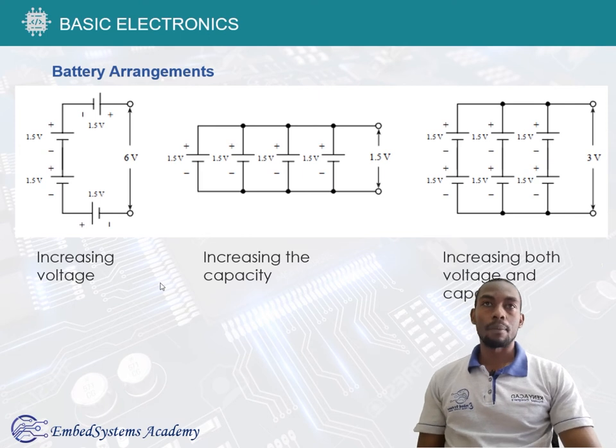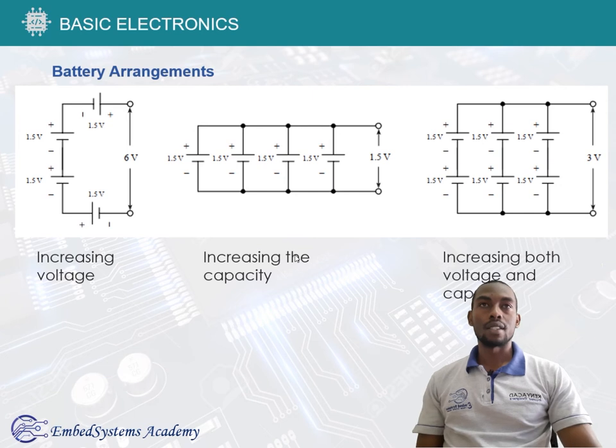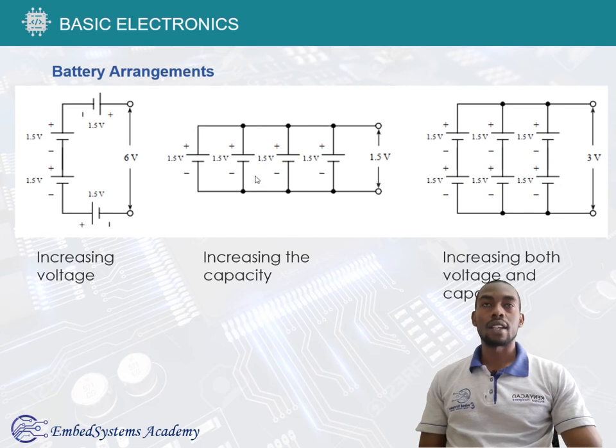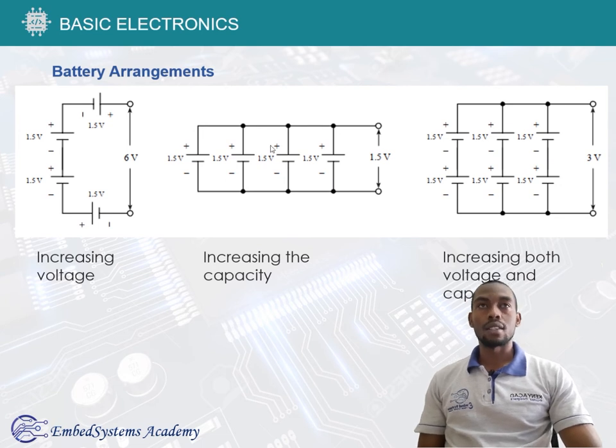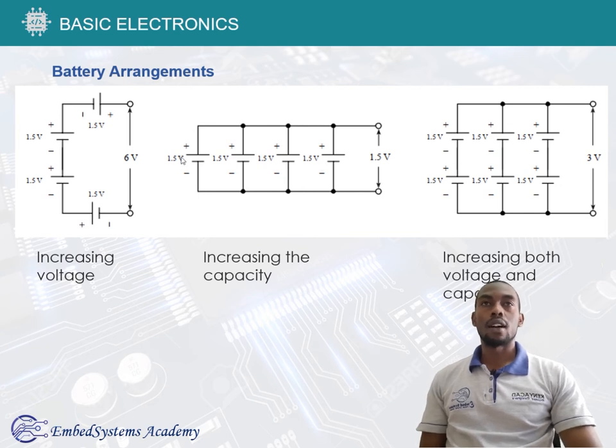When we want to increase the capacity, we connect these batteries in parallel. In parallel, we have all the positive terminals connected together and all the negative terminals connected together. In this case, there is no change in the voltage of the cell. So if the cell had 1.5 volts, then at the end of the circuit we still have 1.5 volts. The increased capacity here means this arrangement is going to last longer, depending on the load. That is the capacity.